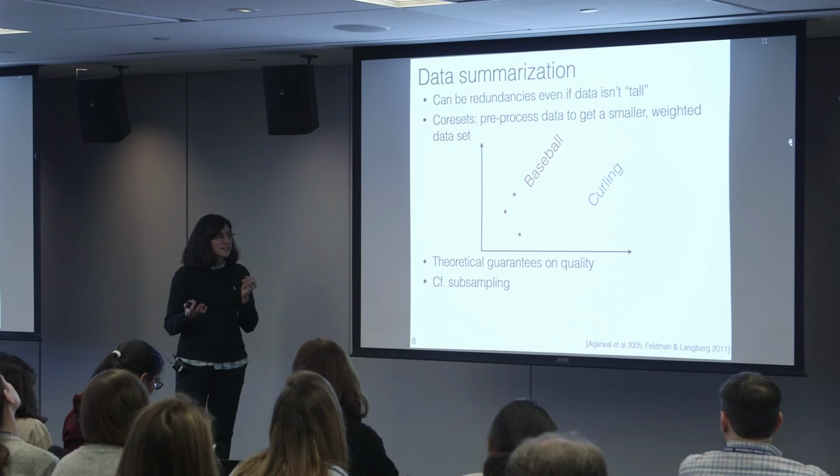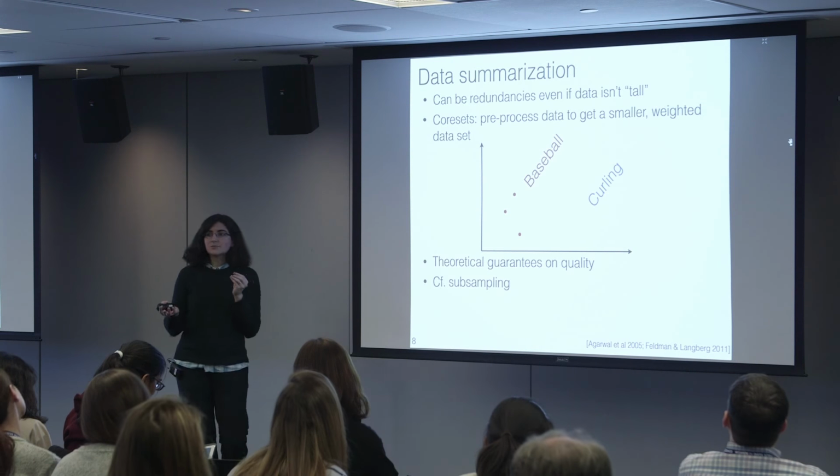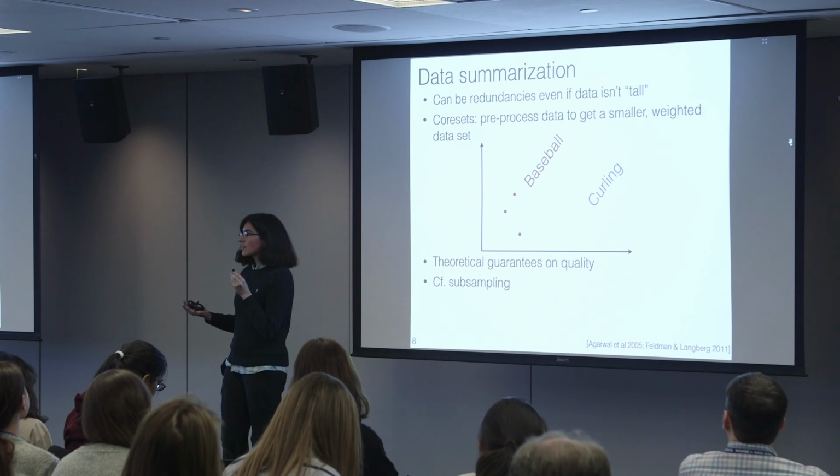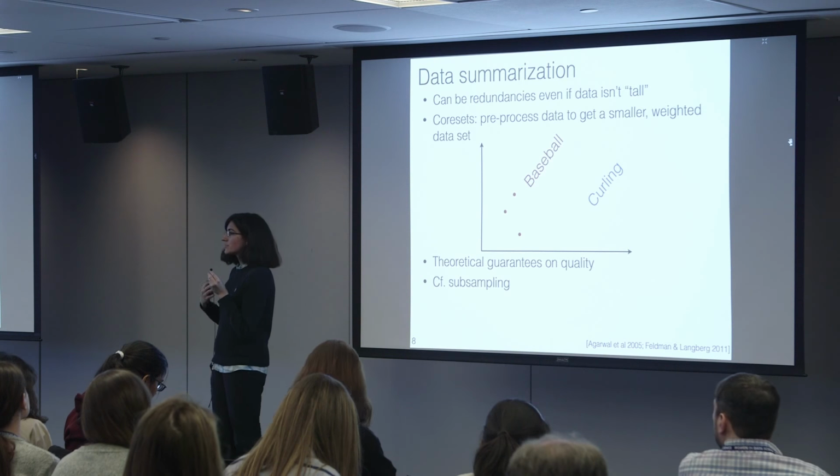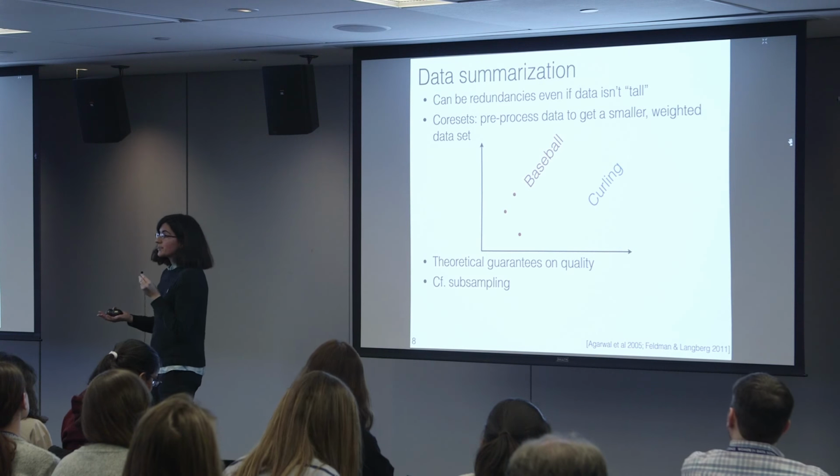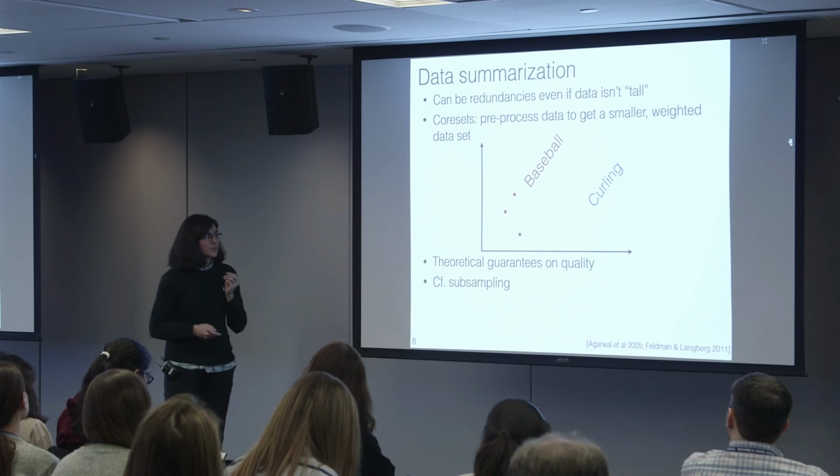Or imagine that I'm interested in a health outcome, and I subsample my data, and I care about some rare disease that's happening in that data, or some rare outcome. I might subsample that away. And so I don't want to do that. I want to avoid that.